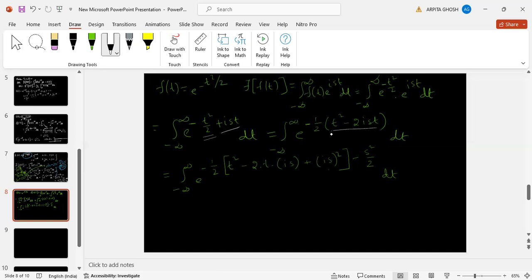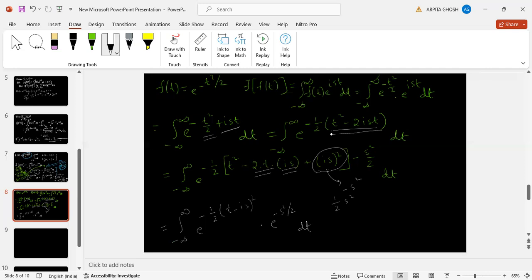T square minus 2ist means we can write it as minus 2t, 2ab, 2t, so into is. তাহলে আমার থার্ড টার্ম আমাকে is এর হোল স্কয়ার দিতে হবে। is এর হোল স্কয়ার means i square is -1, so it is minus a square, বাইরে আছে আরেকটা minus half, দুটো মিলে হবে plus half a square, so obviously we have to subtract minus half a square from it. So now it is integral from minus infinity to plus infinity e to the power minus half t minus is whole square into e to the power minus a square by 2 dt.